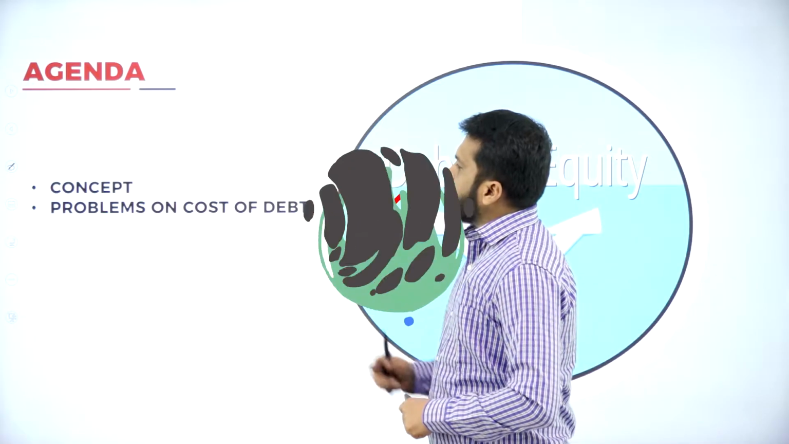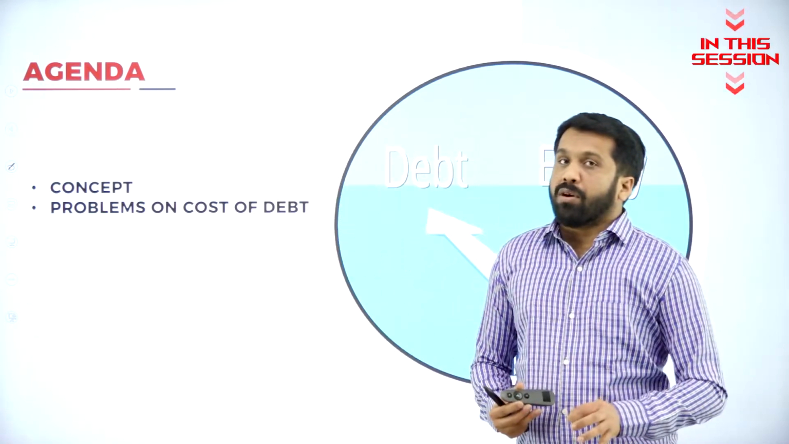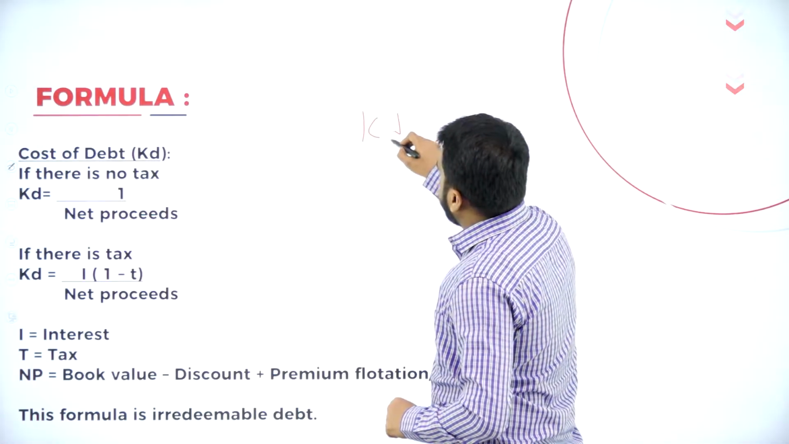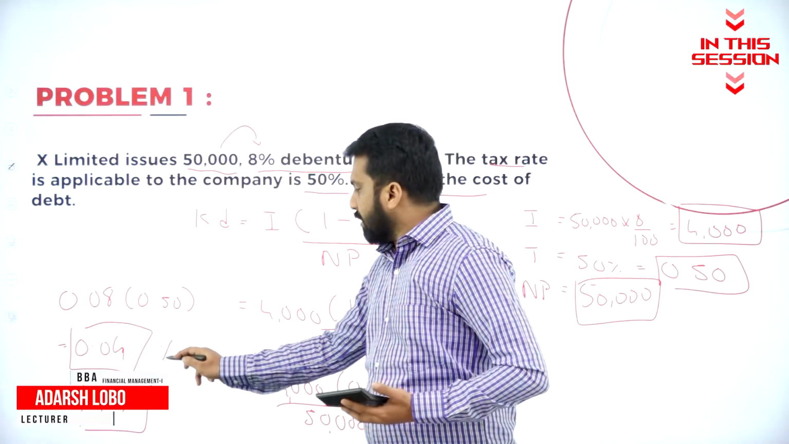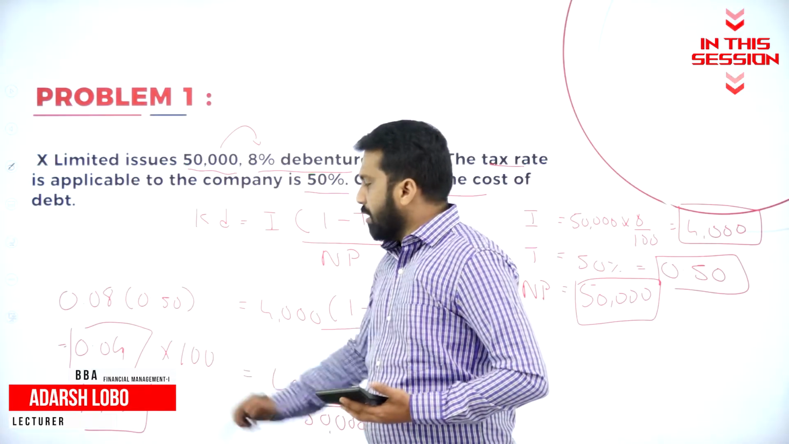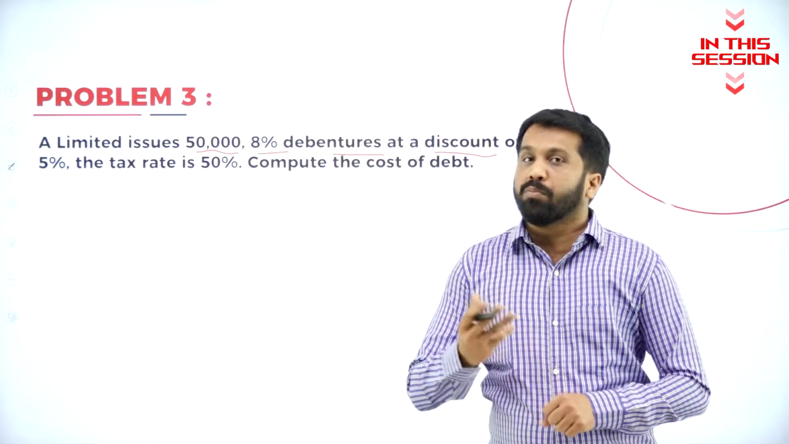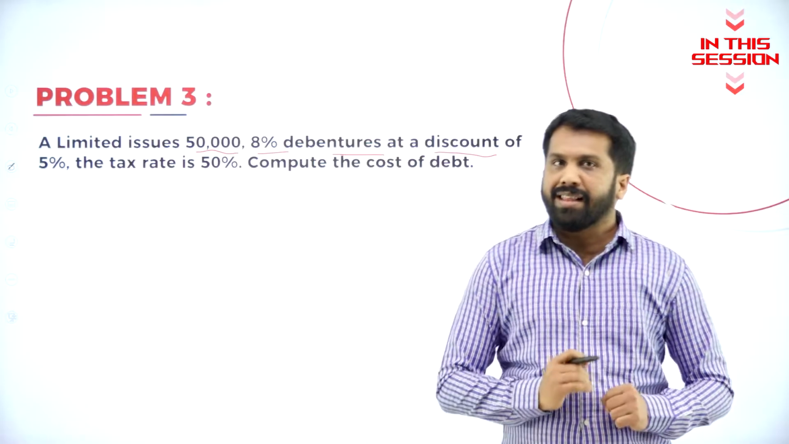First will be concept, next will be problems on cost of debentures. Your cost of capital, remember, we call it as KD. So when you want percentage, always multiply with 100, you will get 4%. Par means actual, premium is more, discount means less.